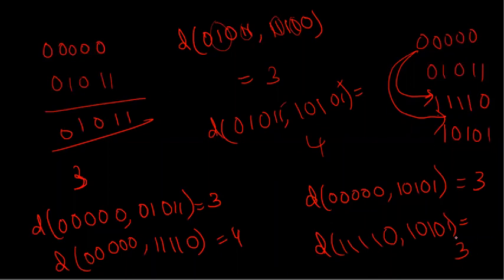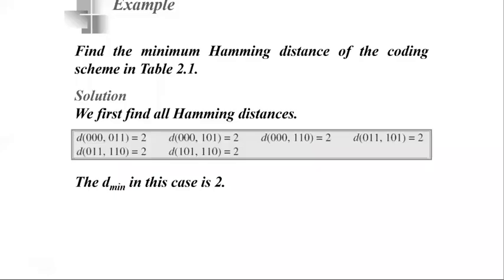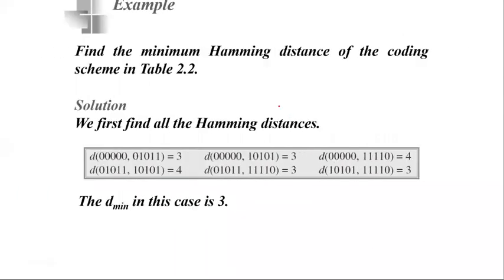Now, on all this set of code words, we have to check the minimum. So what is the minimum one, which is 3? So the dmin in this case is 3. This is the example: the minimum Hamming distance of the coding scheme in table 2.2, that is the next table we saw in the previous class. Here the minimum Hamming distance is 3, the same thing that I found out.